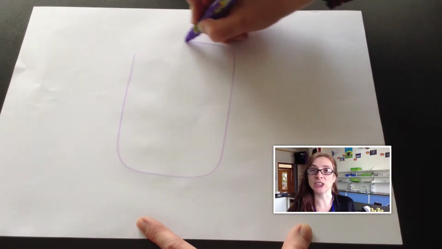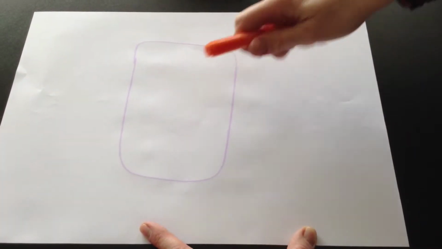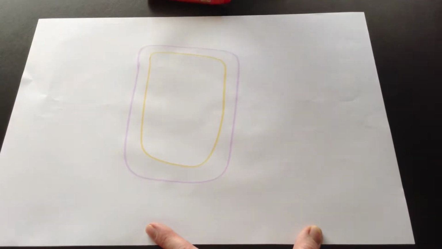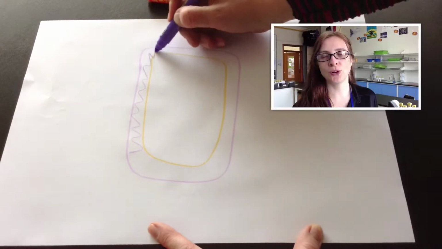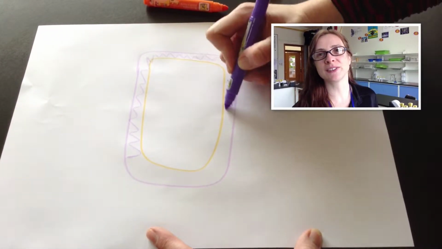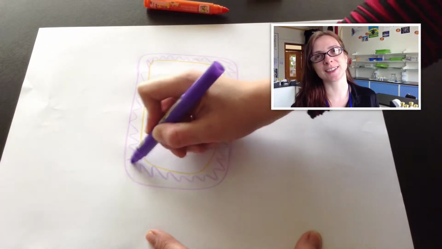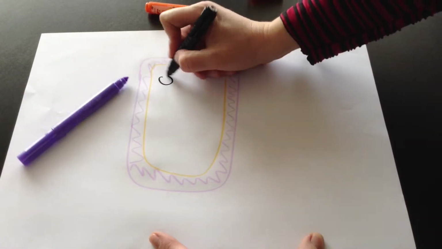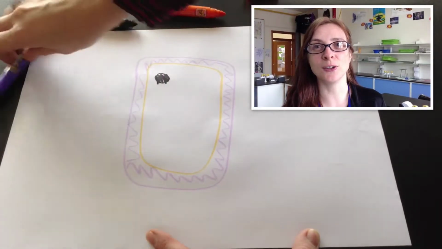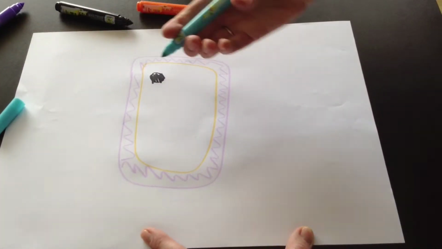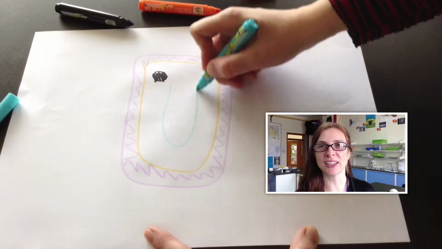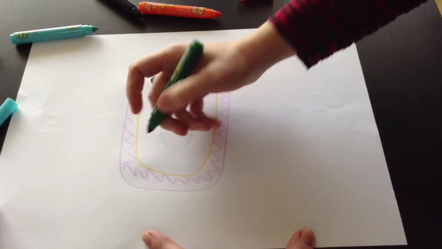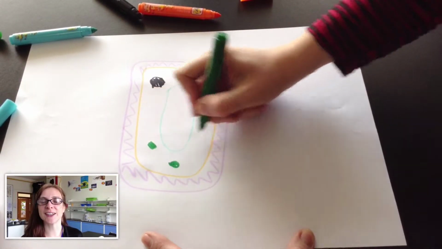The purple line is showing the cell wall. Orange line is showing the cell membrane. All of this wiggly purple stuff is part of the cell wall. It's much thicker than the cell membrane. Black thing is a nucleus. This big blue thing is the vacuole. Finally, all these green dots are the chloroplasts.